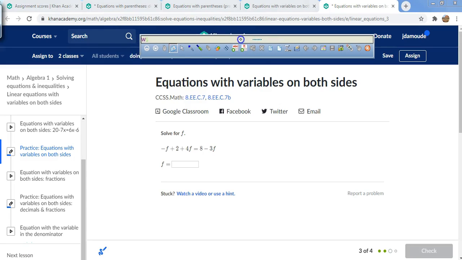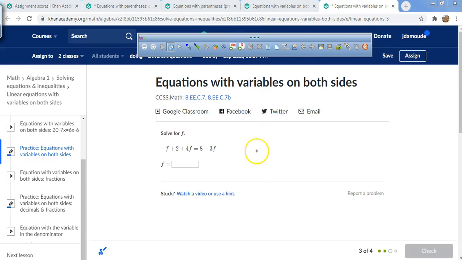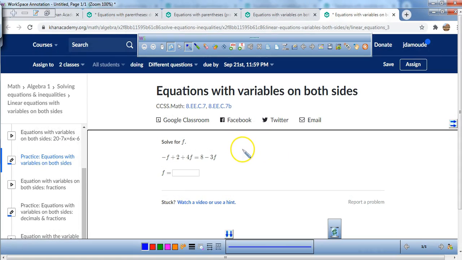Hello everyone. What we're going to be doing today is talking to you about how to solve equations with variables on both sides. And when it says both sides, it's talking about both sides of the equal sign. So whenever you're solving equations, we're going to go over the steps right here of how to do it. I'm just going to rewrite it.